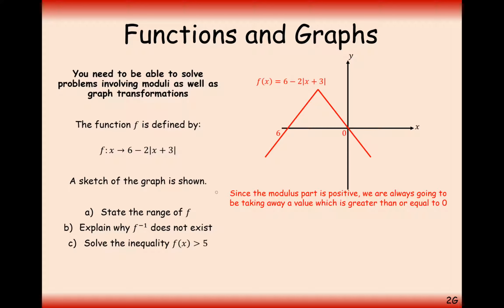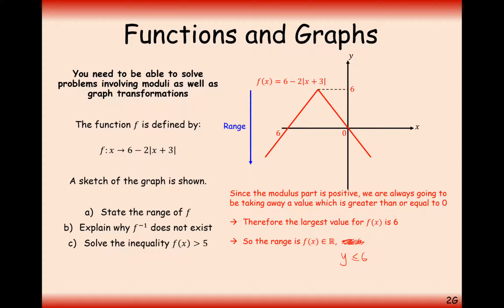Now, for the range part, since the modulus part is positive, we are going to be taking away a value which is greater than or equal to 0. So the largest part of this graph is 6. So because this modulus bracket here will always give me a positive or 0 solution, 6 minus this thing here is going to give us a max value of 6. So in this case here, the range is going to be y is less than or equal to 6.